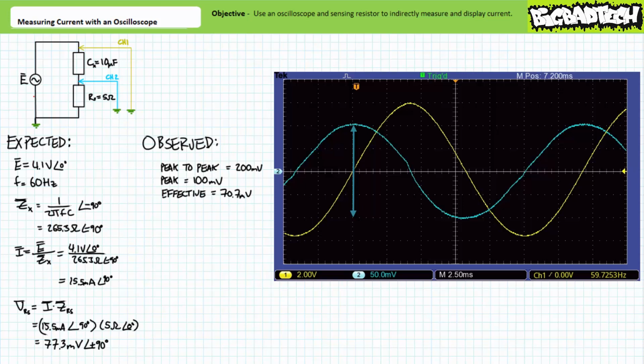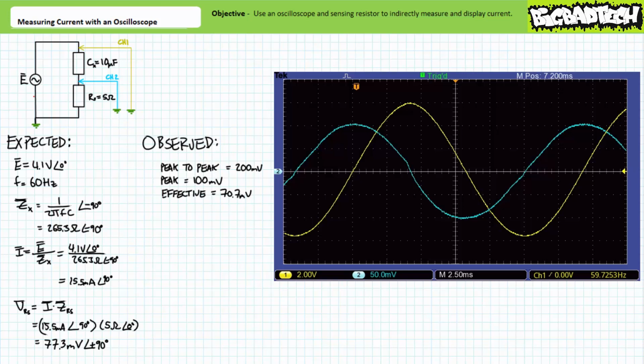It looks like the voltage on channel 2 has a peak-to-peak span of roughly 4 divisions. At 50 millivolts per division, this corresponds to a peak-to-peak value of 200 millivolts. A 200 millivolt peak-to-peak value corresponds to a peak value of 100 millivolts. A 100 millivolt peak value corresponds to an effective value of approximately 70.7 millivolts. Recall our earlier calculations suggested we should be experiencing a voltage drop of approximately 77.3 millivolts across the sensing resistor. There is some error, but we're in the ballpark.